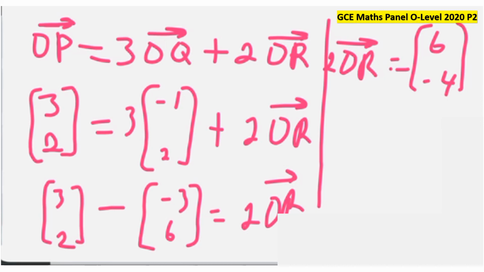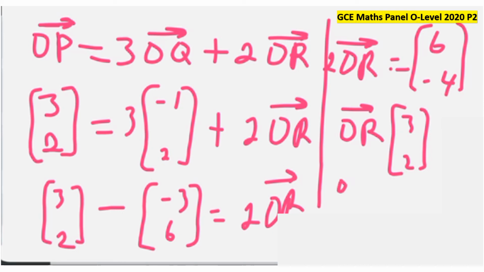And if you find the position vector of R, well, if 2 OR is equal to this, then OR should be a half of this, which is (3, -2). And the position vector of R, OR, equals 3i plus minus 2j.